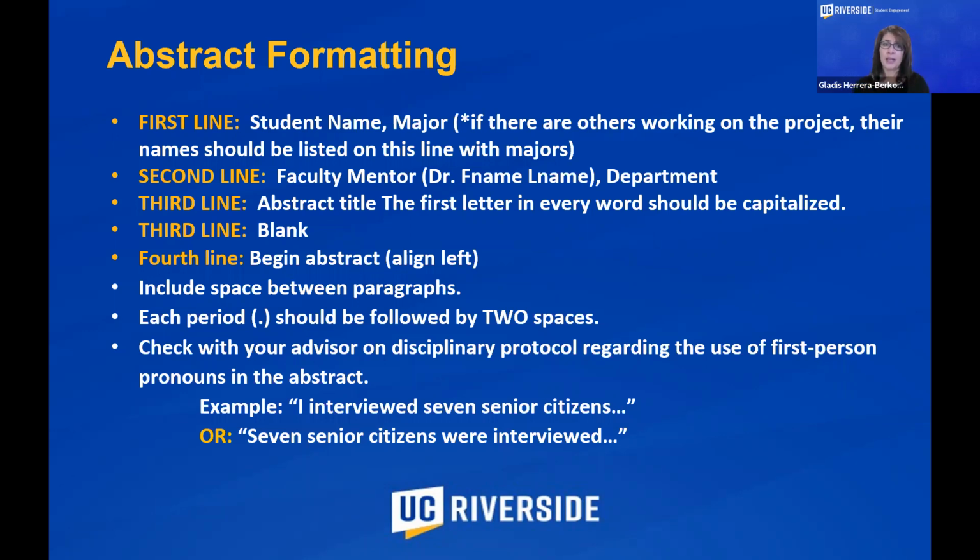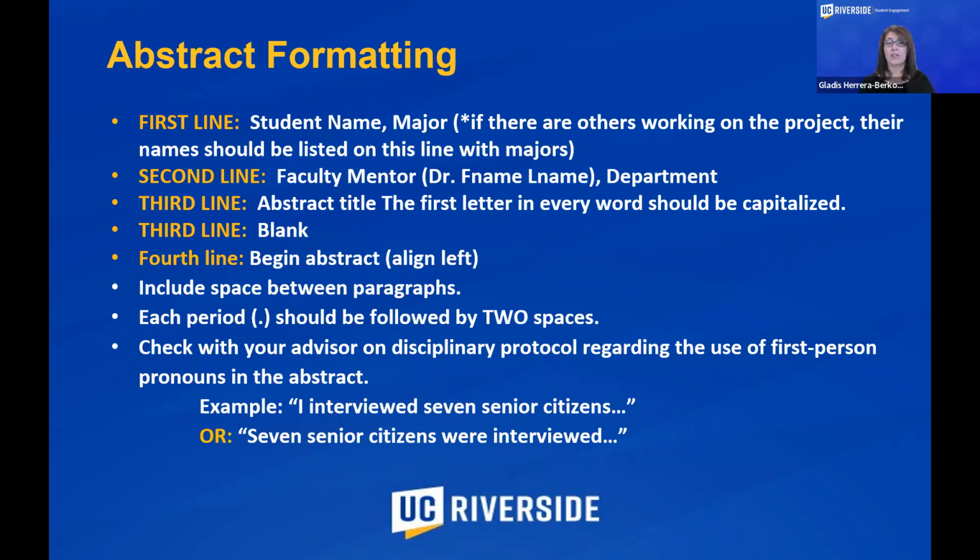Following that, leave a blank line. And then your fourth line is where your abstract begins. Make sure that your abstract is aligned to the left, fully justified. Include a space between each paragraph. After each period, make sure that you have 2 spaces.